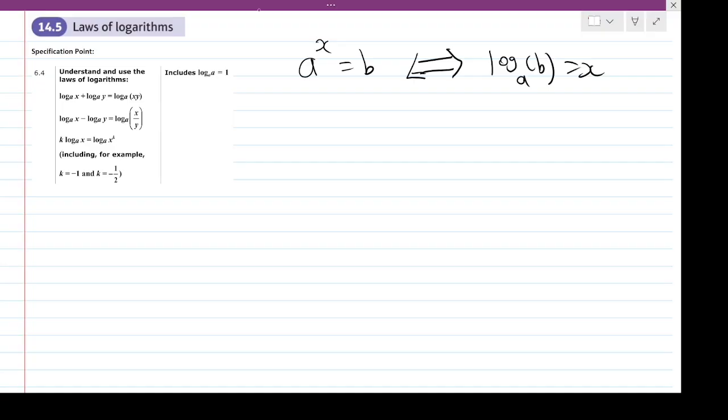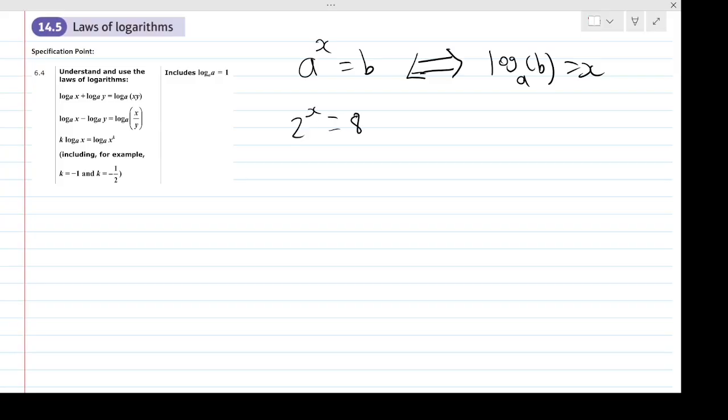And so what a logarithm tells me is the power, the original power in my exponential. So for example, if we had 2 to the x equals 8, well, we know that 8 is 2 cubed, so therefore the power x is 3. So as a logarithm, we would say log, the base 2, of 8, because it equals 8, and that gets me the power of 3.